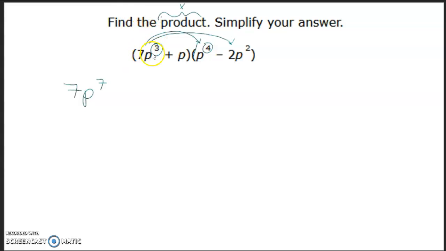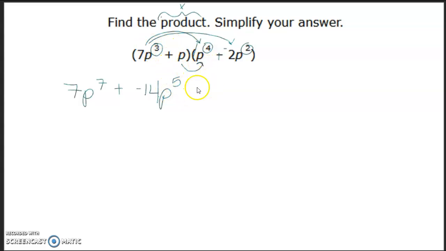All right, 7p to the third times 2p to the negative 2. Ooh, I almost missed that. So let's go ahead and do the big numbers first. 7 times negative 2 is negative 14. P to the third times p to the second is p to the fifth, because when you multiply your bases, which is those p's, you add your cute little exponents. All right, so that one's done.